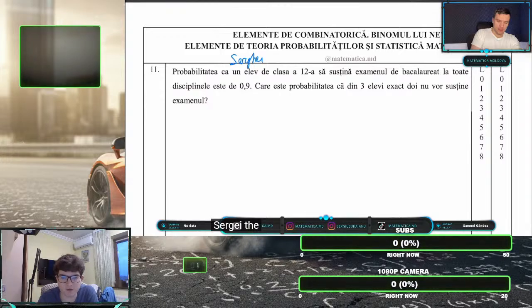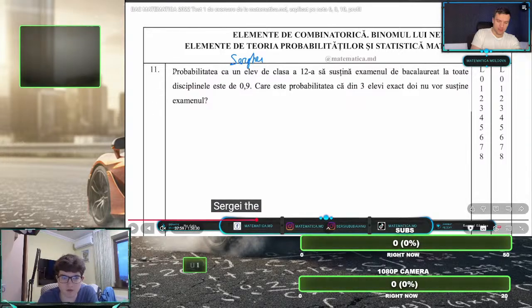Still kind of useless. So the probability that one student from 12th grade passes the ACT on all subjects is 0.9. What's the probability that from three students like this, 2 will not pass the ACT?